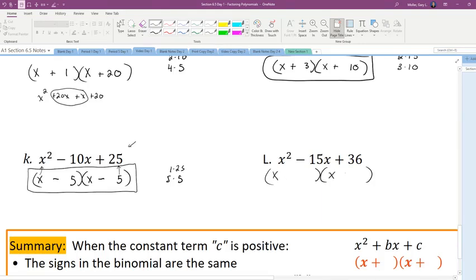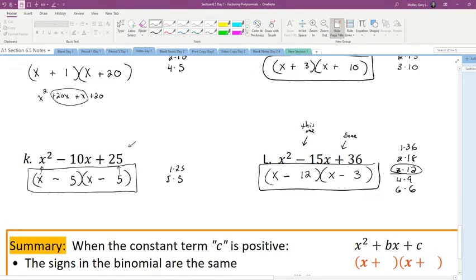X, X, signs are the same. And they're both this one. So negative and negative. 1 and 36, 2 and 18, 3 and 12, 4 and 9, 6 and 6. Which ones add to be 15, if any, and we do have some. We have 3 and 12, 12 and 3. The order does not matter. Again, they're both negative because a negative 12 and a negative 3 makes plus 36.